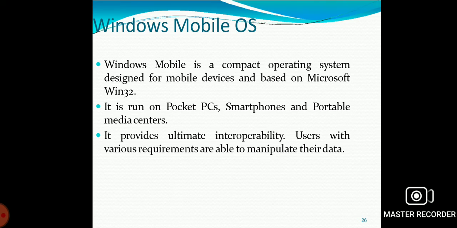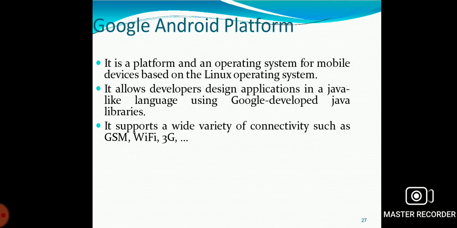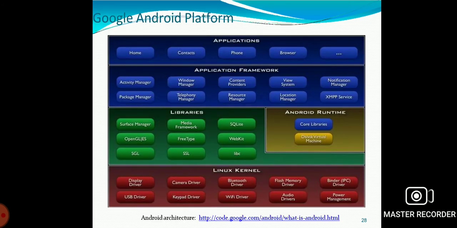Now we can move to the Google Android platform. It is a platform and an operating system for mobile devices based on the Linux operating system. It allows developers to design applications in a Java-like language using Google-developed Java libraries. It supports a wide variety of connectivity such as GSM and Wi-Fi, and also third-generation wireless systems.